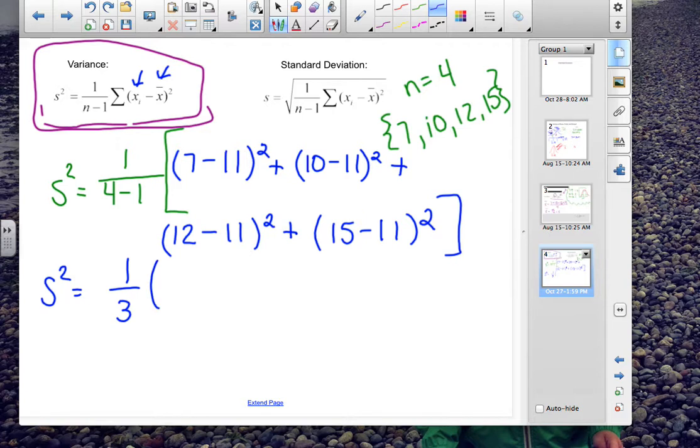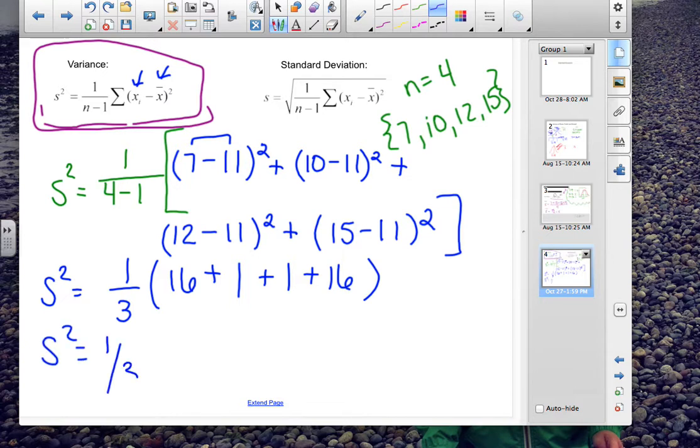7 minus 11 is negative 4. Negative 4 squared is 16. 10 minus 11 is negative 1. Negative 1 squared is 1. 12 minus 11 is 1. Squared is 1. And 15 minus 11 is 4. Squared is 16. So s squared equals 1/3. 16 and 16 is 32, plus 2 is 34. So this is 34 thirds.